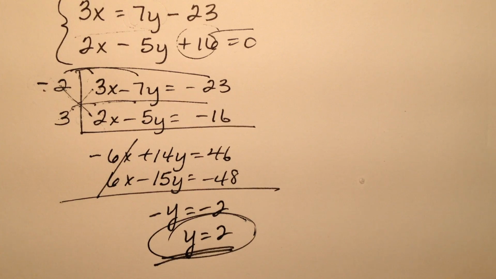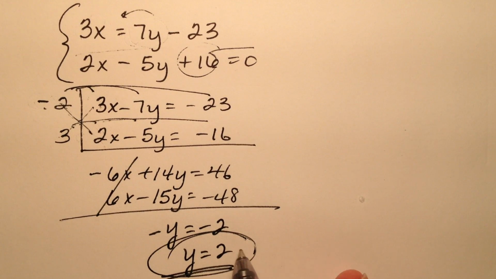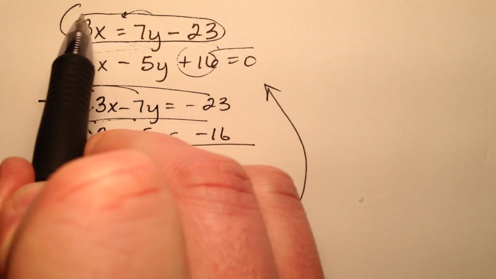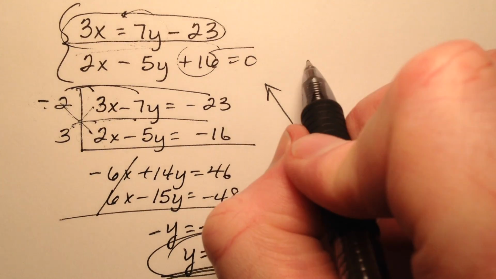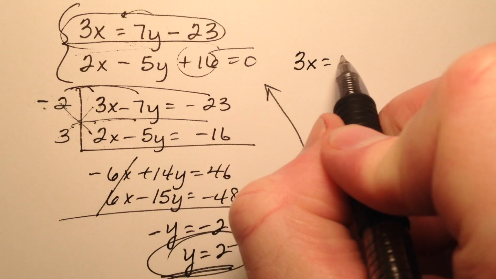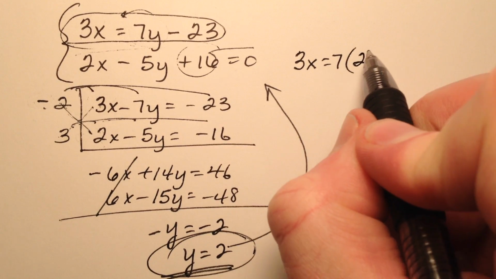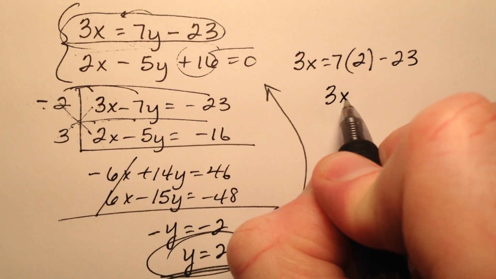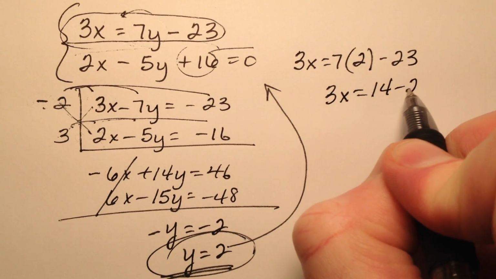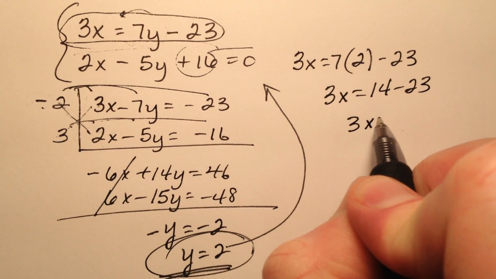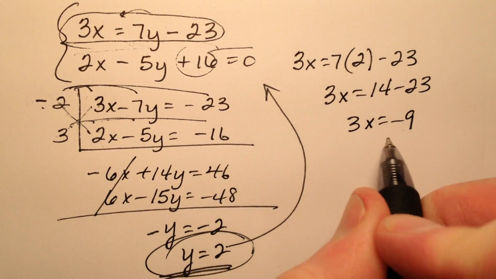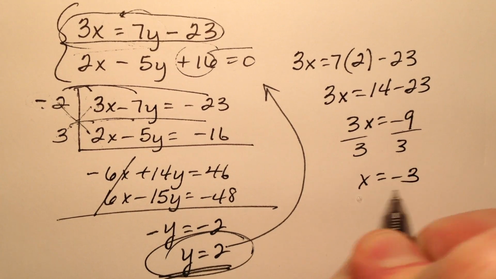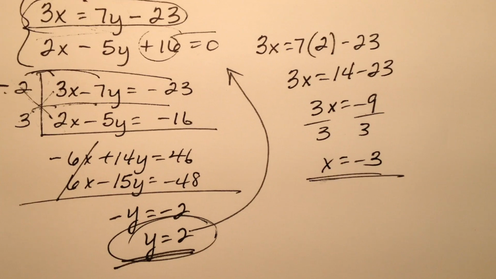Okay, once I have the value for that variable, I can go ahead and plug it in. So let's plug it back into the first equation. So I have 3x equals 7y, and y was 2, and then minus 23. So 3x equals 14 minus 23. 3x equals negative 9, so when I divide both sides by 3, x equals negative 3.